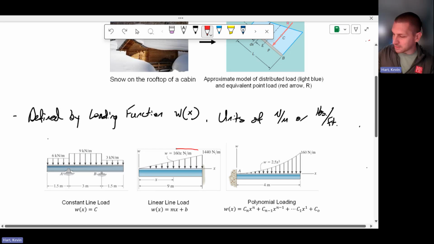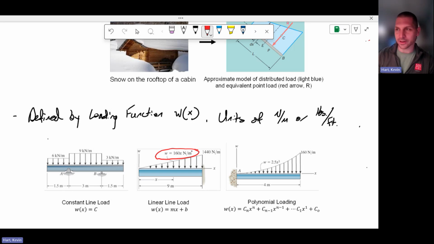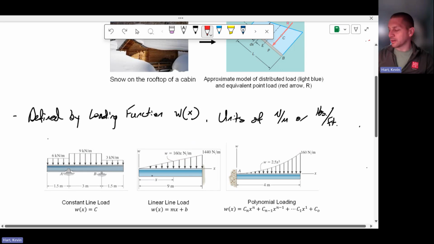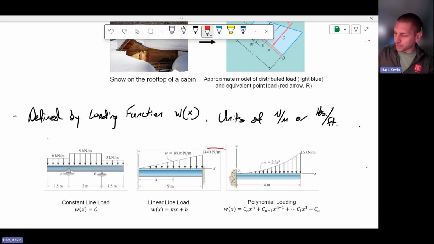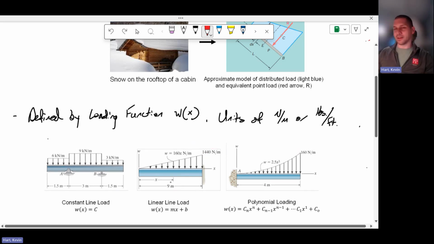You may see a linear distribution. Here, this is w equals 160x newtons per meter. This is a linear function, varying with the dimension x, where x starts from the left-hand side and moves to the right. It's a one-dimensional coordinate system. It shows a peak value here of 1440 newtons per meter, which is what the line load is at the maximum length of x equals 9 meters. They put that in there for reference. You could calculate that yourself given the linear distribution.